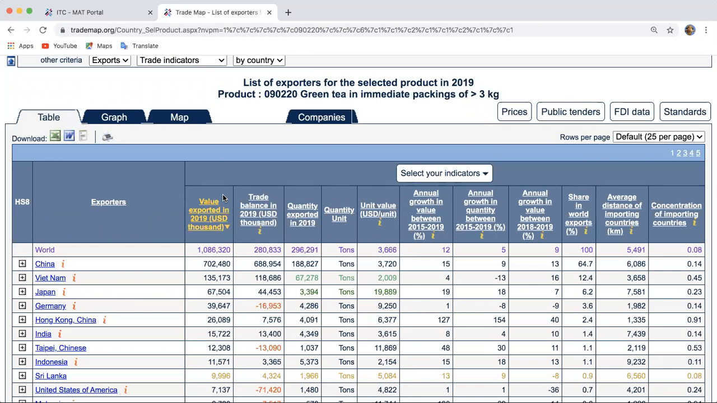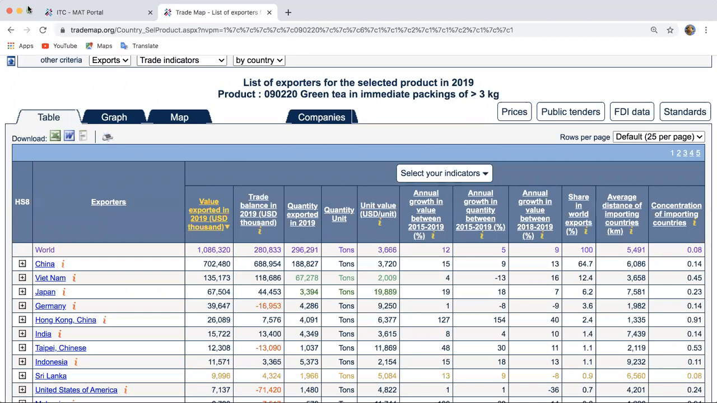Our data has many different sources. It's mostly collected by ITC, but if you're looking for the specific source of one country, you can always go to the tab at the top where you find sources, and then you can look into the more specific sources for this specific data.